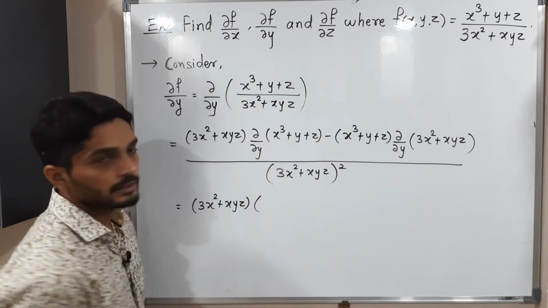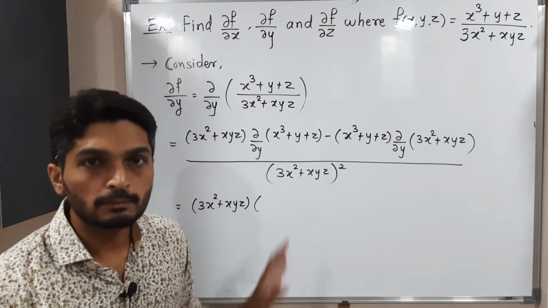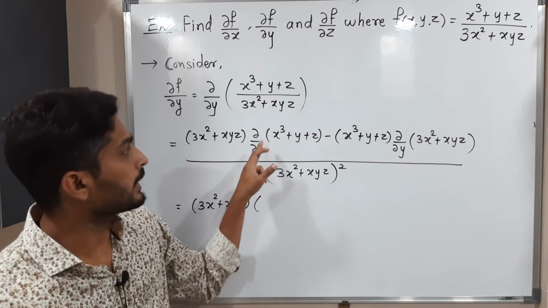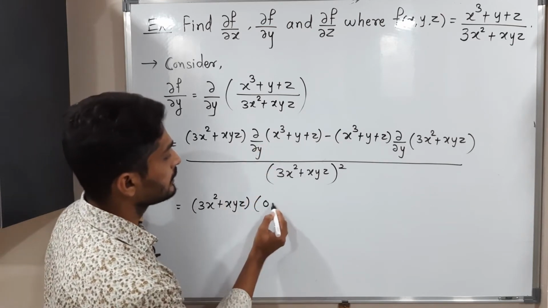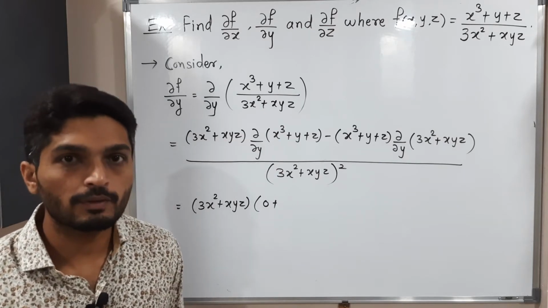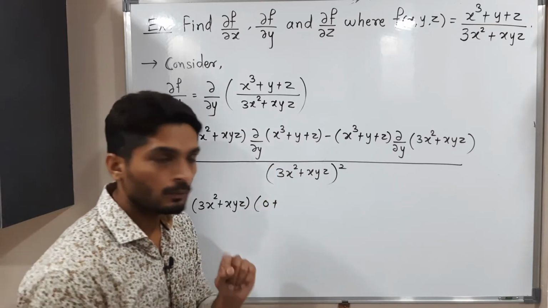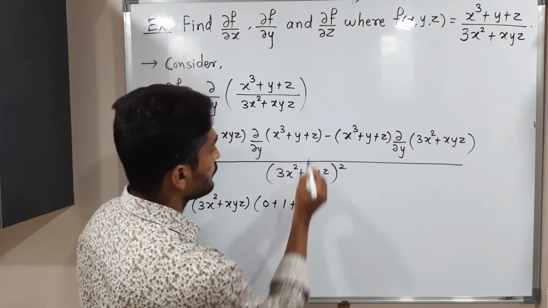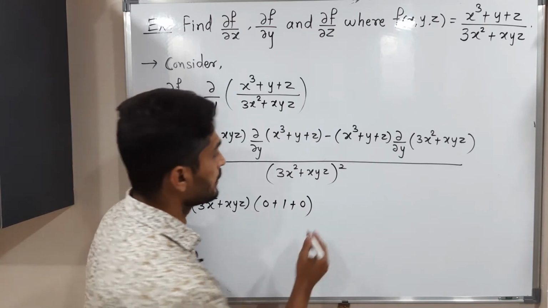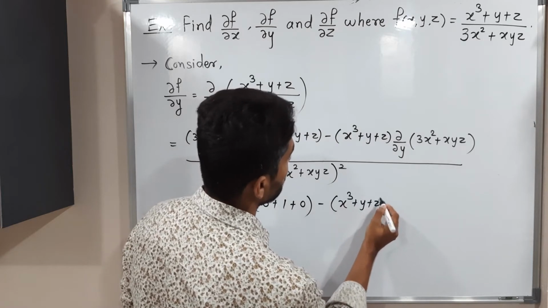See, addition is there. You can take separate derivatives. I will find directly since the problem is already complicated. We are finding the derivative with respect to y. What is the derivative of x cube? 0, since x and every function of x is constant. What is the derivative of y? 1. What is the derivative of z? 0, since it is a constant. Minus x cube plus y plus z.